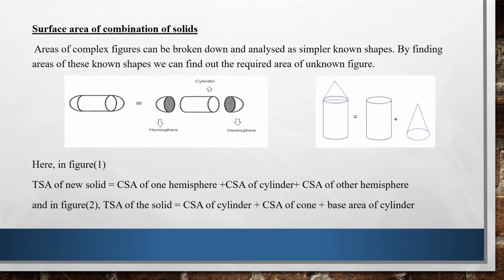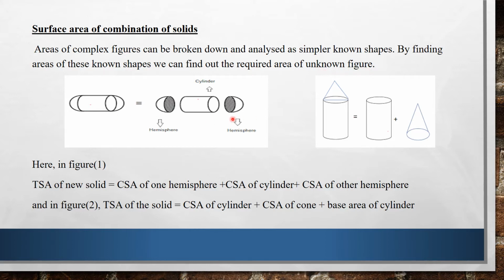Now let us learn surface area of combination of solids. Areas of complex figures can be broken down and analyzed as simpler known shapes. By finding area of these known shapes, we can find out the required area of the unknown figure.